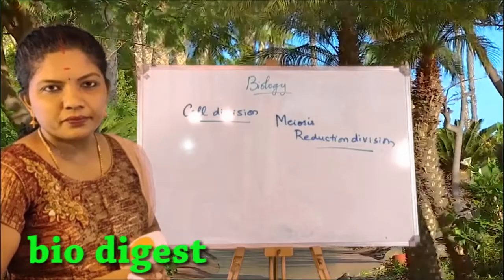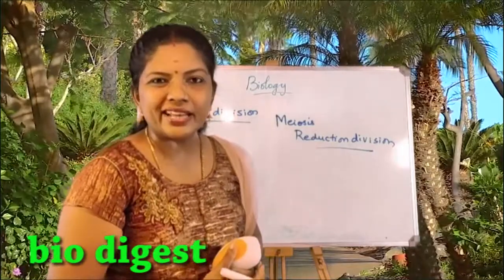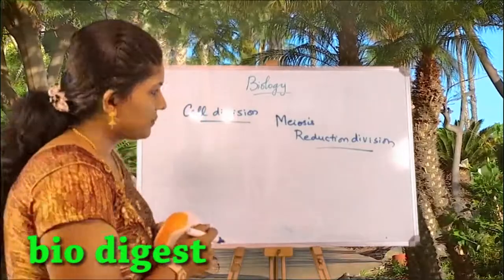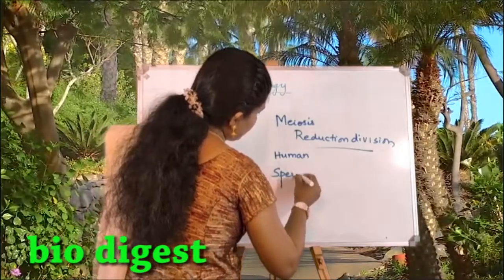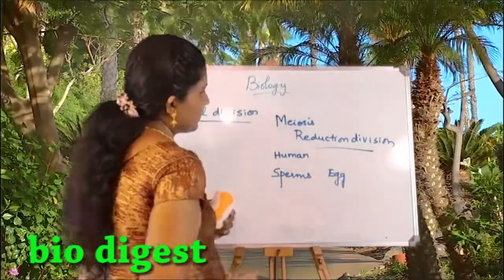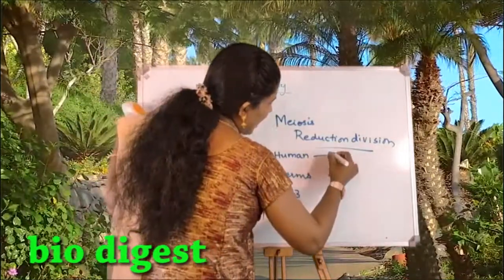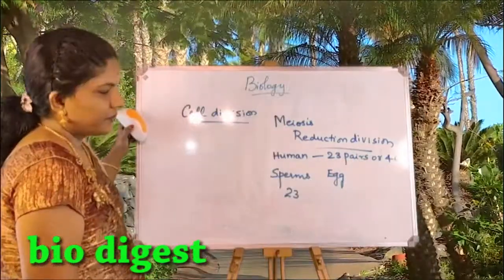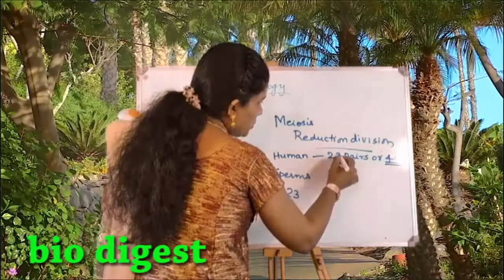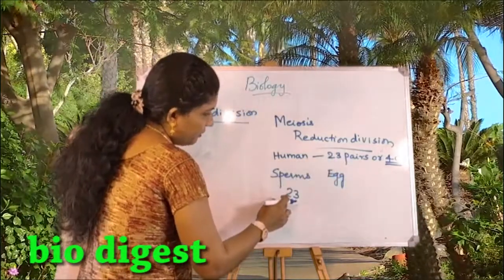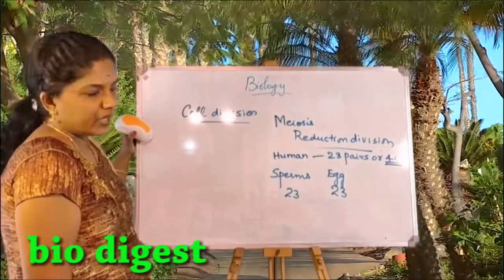It is because during the formation of gametes, the chromosome number is reduced to half. In the case of humans, I told you sperm and egg will be there. In the sperm, there will be 23 chromosomes. Humans have 23 pairs of chromosomes, or 46 chromosomes. So out of the 23 pairs, 23 will be present in the sperm and 23 in the egg.